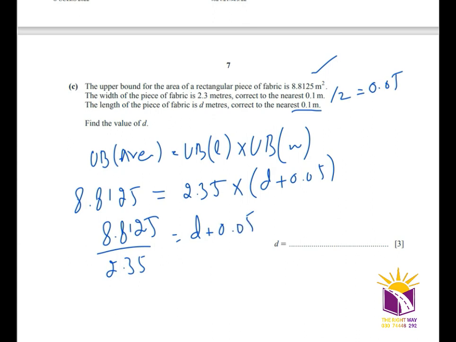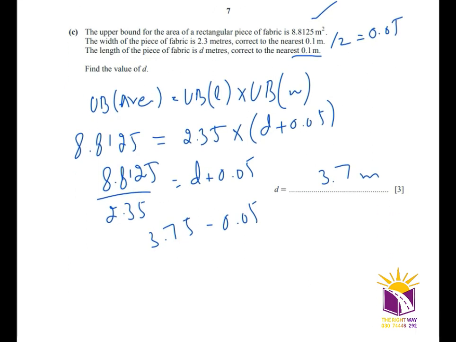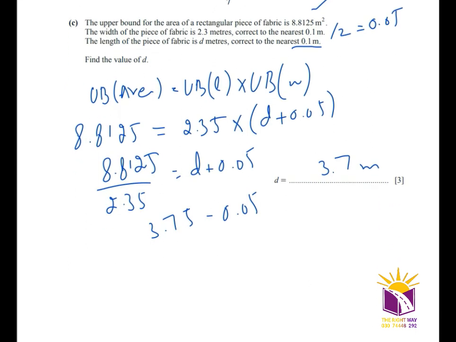8.8125 divided by 2.35 will be equal to 3.75, and after that 3.75 minus 0.05 will be equal to 3.7 meters. So D will be equal to 3.7 meters.